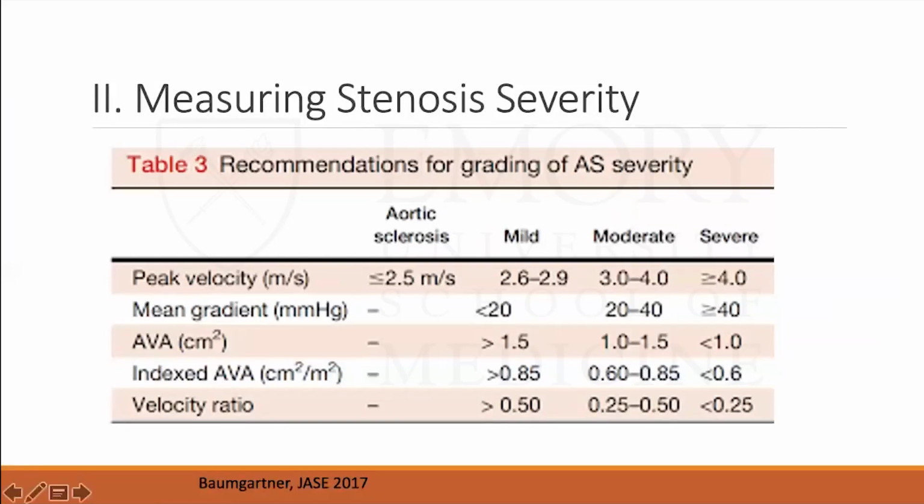So that's kind of a brief overview of the anatomy. Let's get into the bulk of the talk about actually how to measure aortic stenosis severity. This is a table of how to grade mild, moderate, and severe. I think a third year or fourth year medical student should already have this table memorized, so we're not going to go through what the definition of severe is, but I am going to walk you guys through how to obtain each of these measurements.